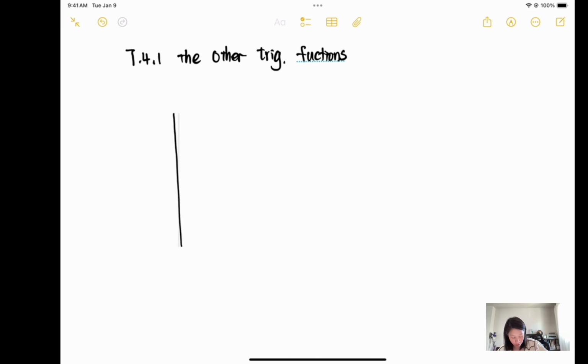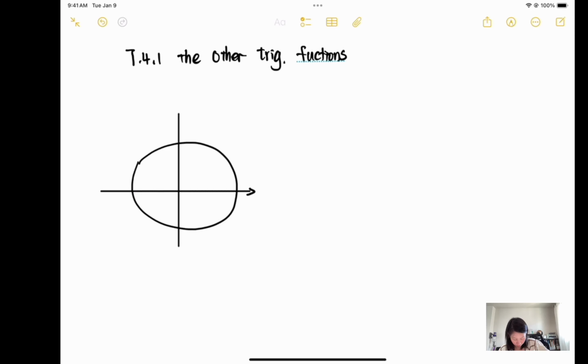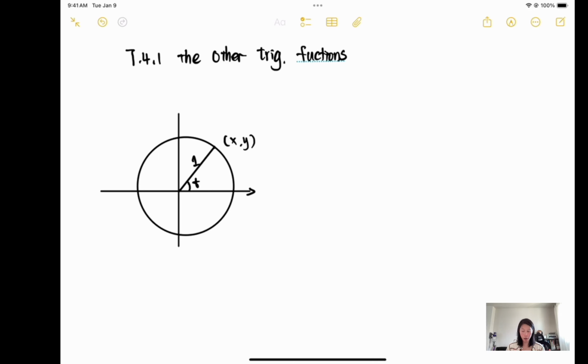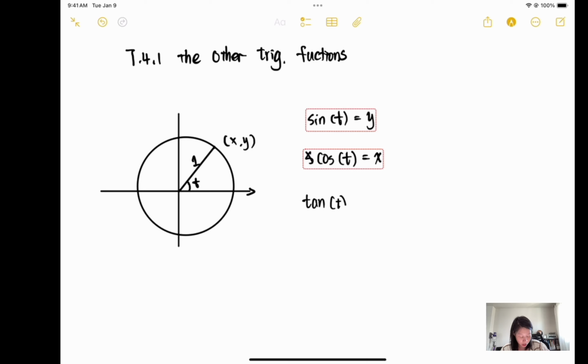If we have a unit circle and the angle in the unit circle is t, this is our x and y, and the radius is equal to 1. That's how we define the unit circle. Our sine t is equal to the value y, cosine t equals x, and then tangent t is equal to y over x, which is sine over cosine.